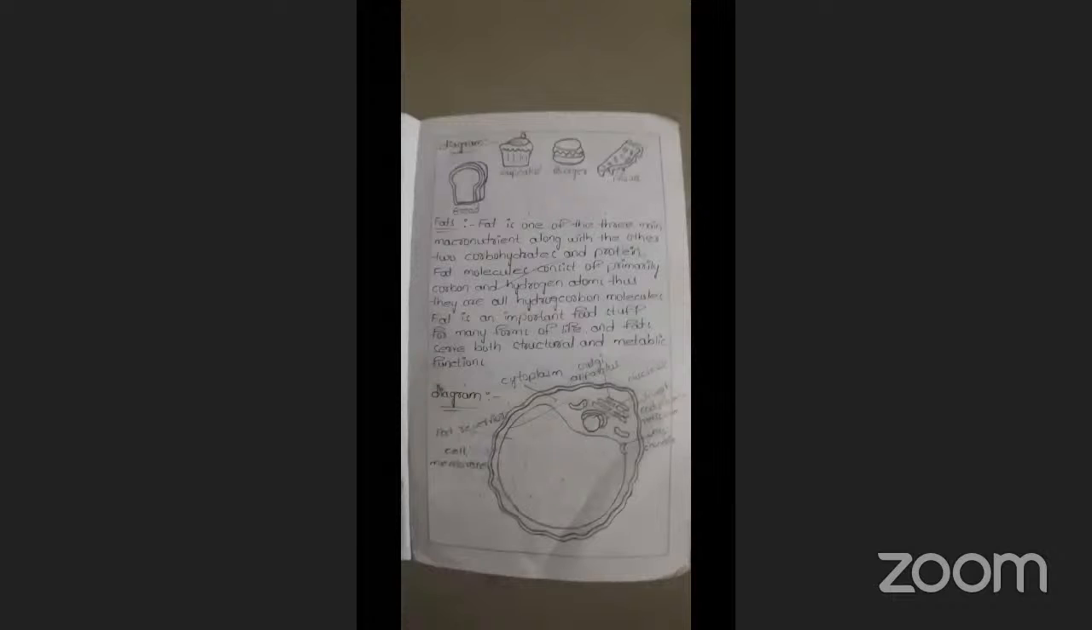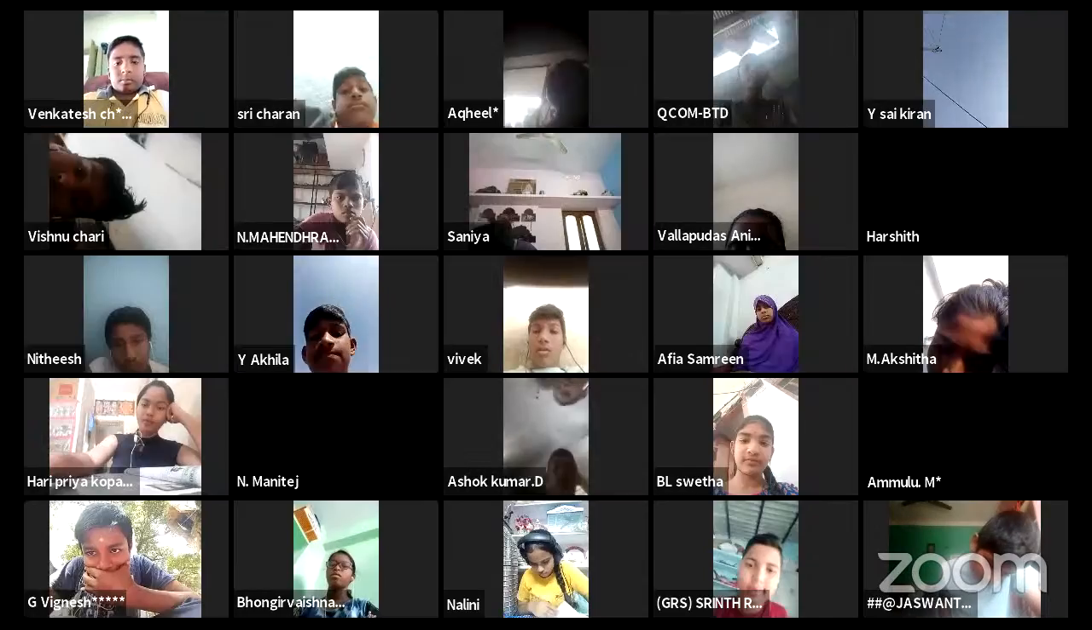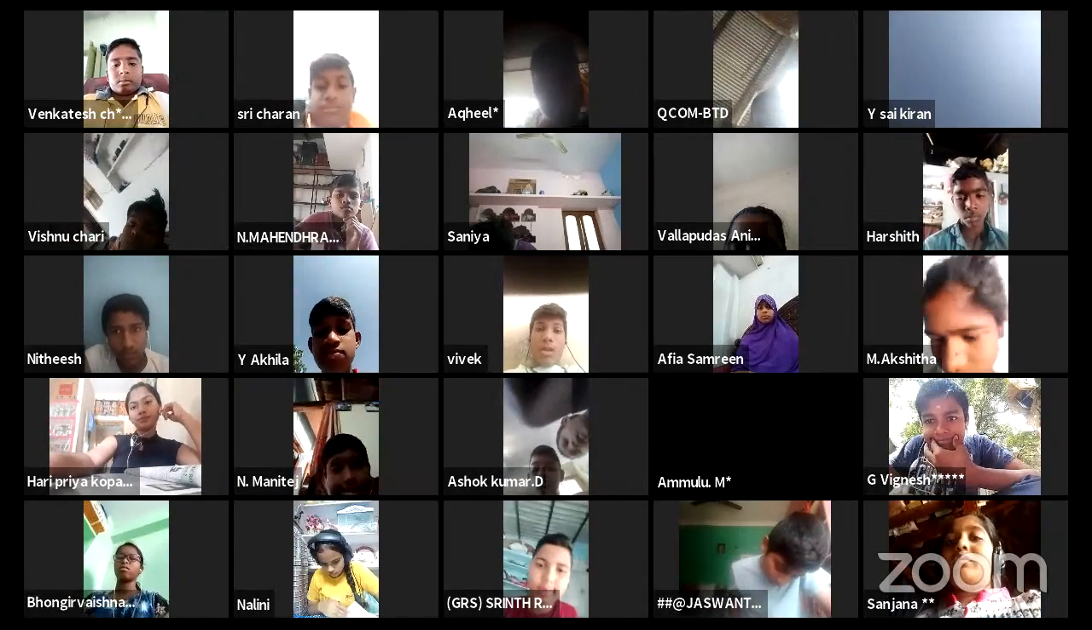Fat is one of the three main macronutrients, along with the other two, carbohydrates and protein. Fat molecules consist of primarily carbon, C, and hydrogen, H. They are called hydrocarbon molecules, which consist of hydrogen and carbon. Those are considered hydrocarbons in chemistry. Here, you have to draw a somewhat related diagram about the fats.